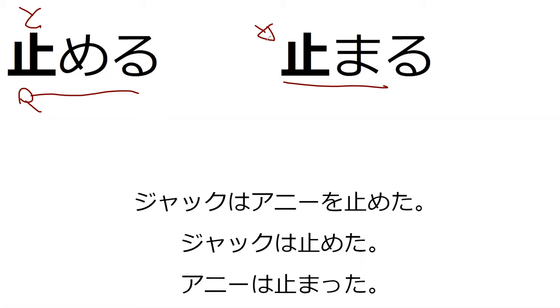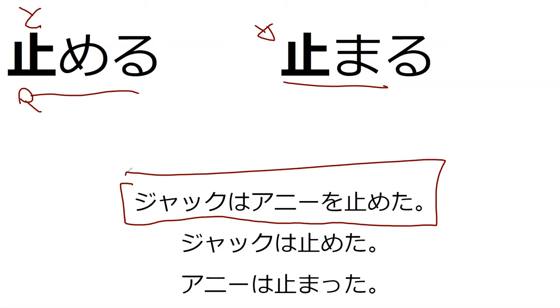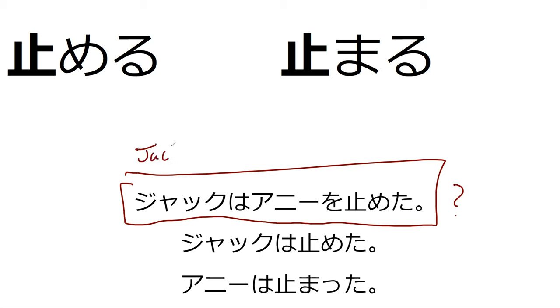So these two verbs are extremely similar. Here is a sentence I would like for you to read using it. Jack wa ani o tometa. You know what this means? So ani stopped, but then what's Jack doing? Specifically, it's saying Jack stopped Annie. Jack wa Annie o tometa.